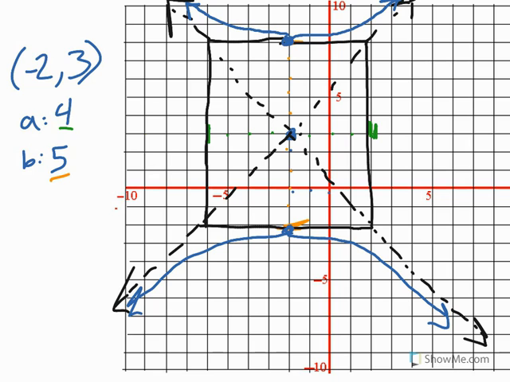And make sure you have arrows on the ends of the hyperbolas. So this would be the graph for the hyperbola that we just had the equation for, which was (y minus 3) divided by 5, all squared, minus (x plus 2) divided by 4, all squared, equaled 1. This graph that we have right here is the graph of that hyperbola.